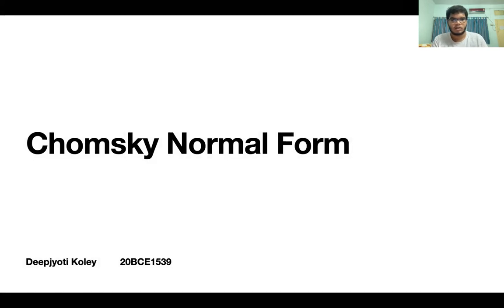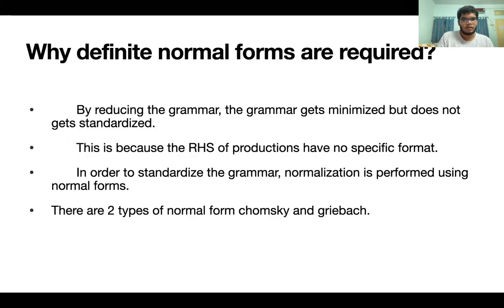So this presentation is about Chomsky normal form. Why are definite normal forms required? By reducing, the grammar gets minimized but doesn't get standardized. This is because the right hand side of productions have no specific format. In order to standardize the grammar, normalization is performed using normal forms.